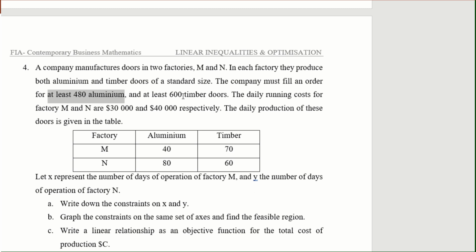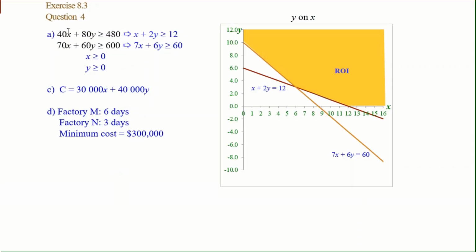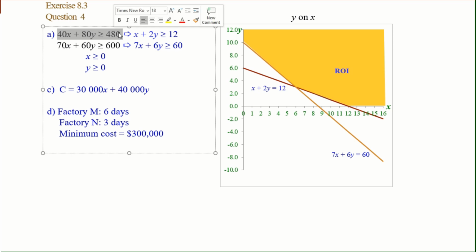So I would advise you, as you're watching the video, pause, read the question, and then play along so you understand what's going on. All right, you pause, read the question, and then only you play. Okay, so let's take a look. Do you see what I've got here? 40x plus 80y should be more or equals to 480. 70x plus 60y should be more or equals to 600. You want to simplify, you can. If you don't want to, you can use the method I've taught you. Draw your lines, shade.